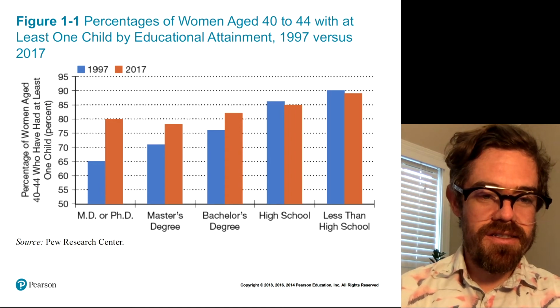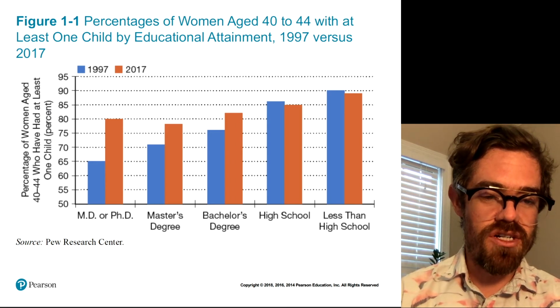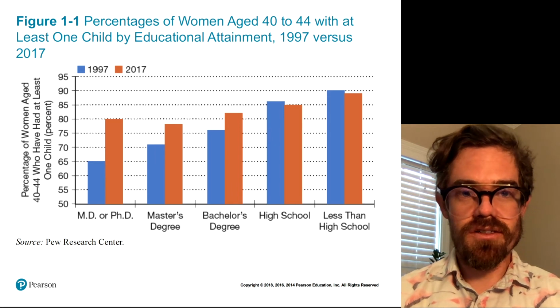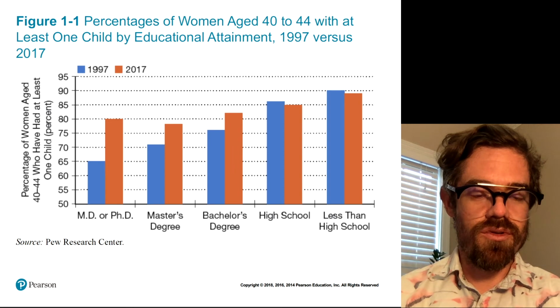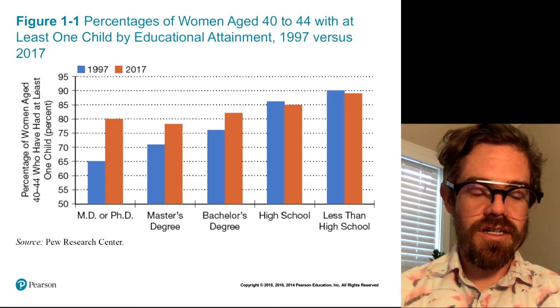And then let's take a look at each one of these sections one at a time. Oh, the other thing to note here is that we've got 2 bars in each education category, and that the colors correspond with different years. Okay, so the blue is 1997, and the orange or red bar is 2017.